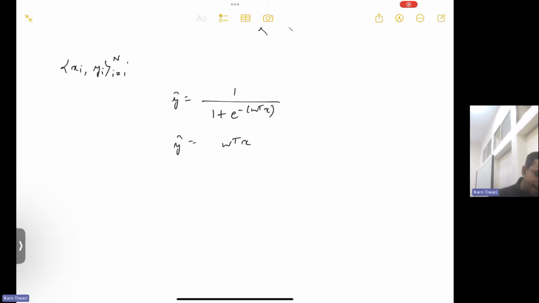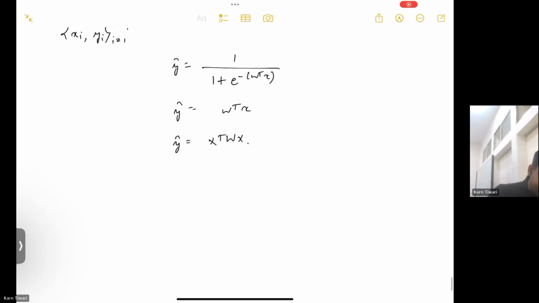Or we can have something like this: y cap is equal to w transpose x, where x is my input. This should work as long as we make sure that w transpose x is a scalar quantity. W is a vector, x is a vector. Now we need to find this w.